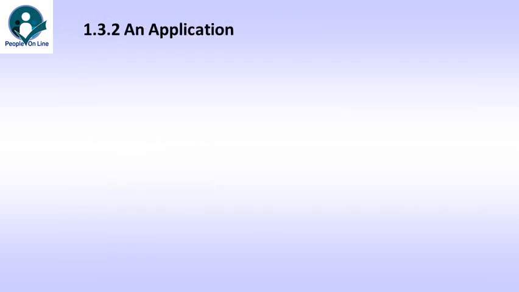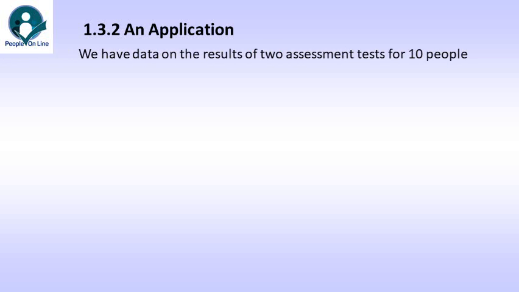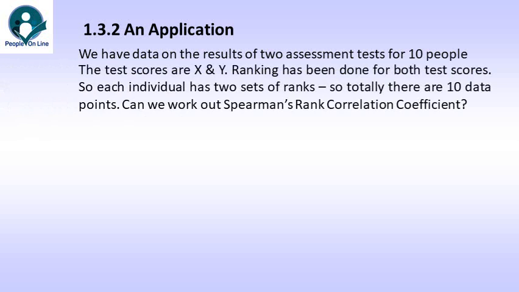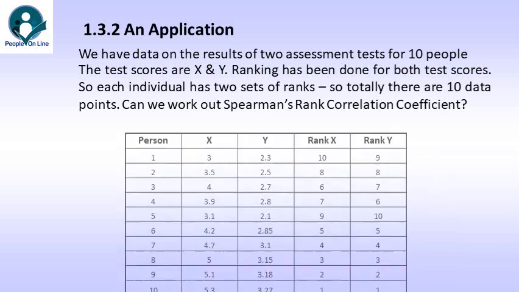An application. We have data on the results of two assessment tests for 10 people. The test scores are X and Y. Ranking has been done for both test scores, so each individual has two sets of ranks, so totally there are 10 data points. Can we work out Spearman's rank correlation coefficient?